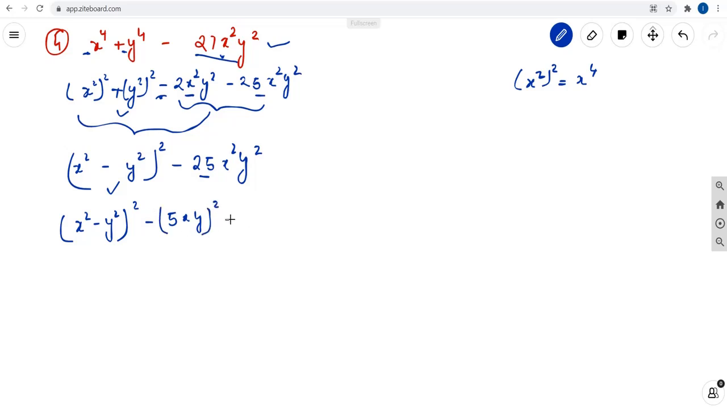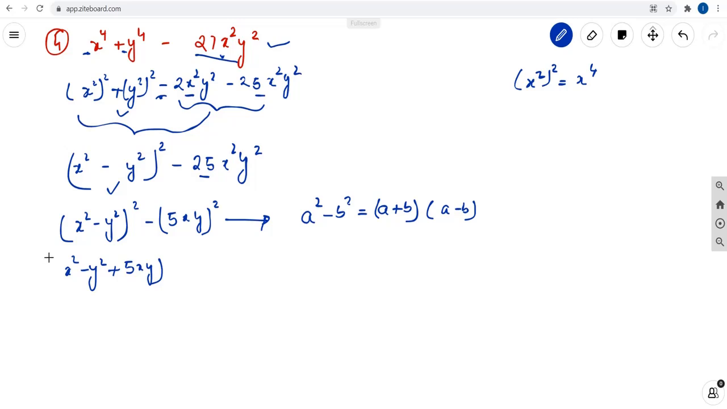Now what is this in the form of? This is in the form of a square minus b square. I hope you know the formula for this. So this one I can write as (a plus b) into (a minus b). So I'm going to use this identity and rewrite this equation. So what is a? A is your x square. So this becomes (x² minus y² plus 5xy).